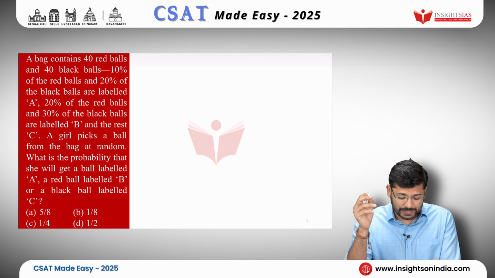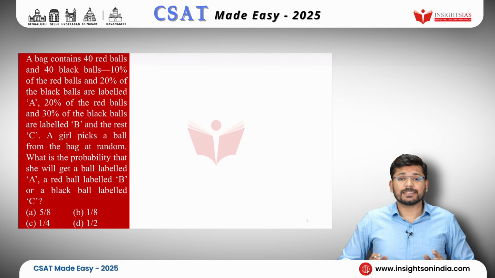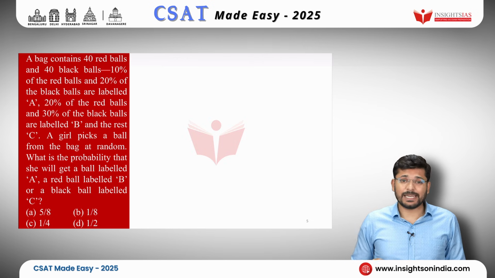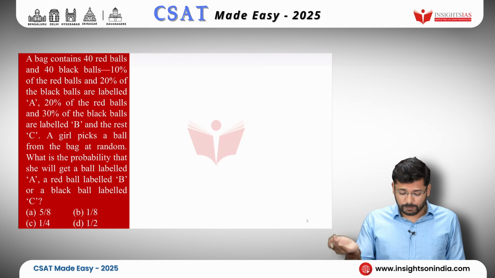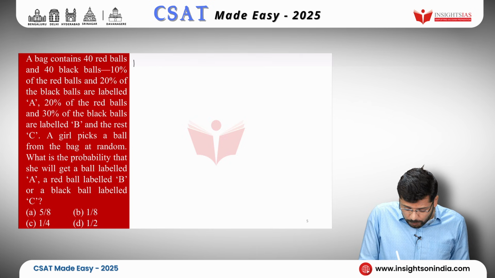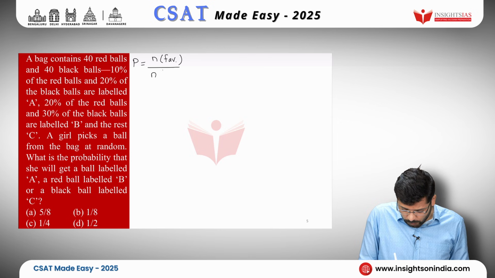What is the probability that she will get a ball labeled A, a red ball labeled B, or a black ball labeled C? So now they just increase the complexity of the question. However, the basic concept still remains the same. So how many balls do we have total? We have 80 balls, 40 of them red and 40 of them black. So our probability formula remains the same. Probability is equal to the number of favorable outcomes divided by the number of all possible outcomes.